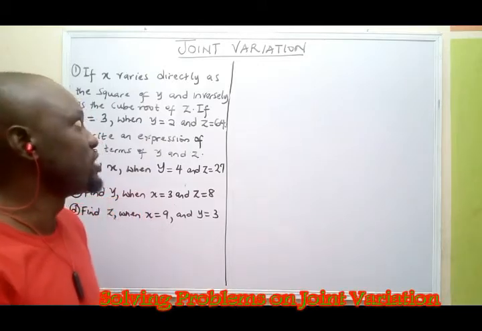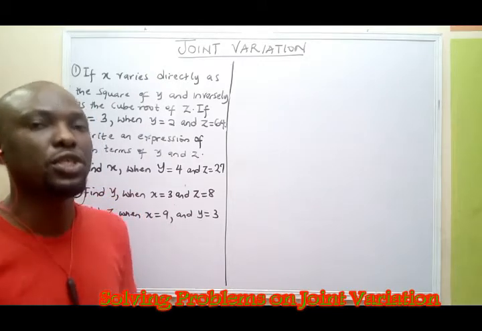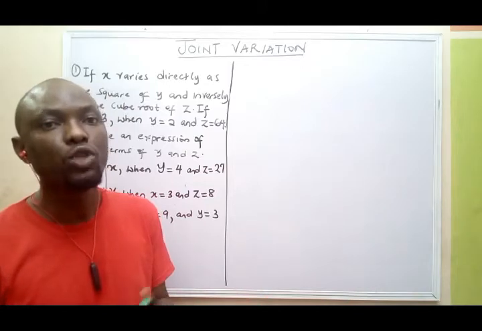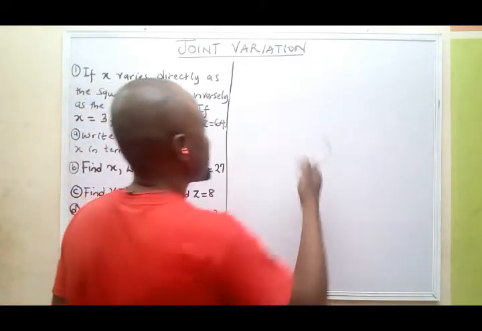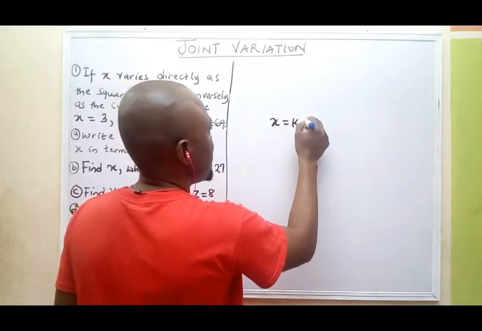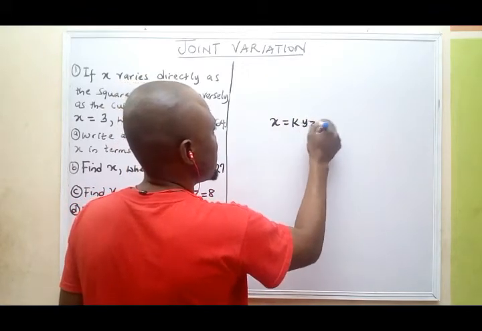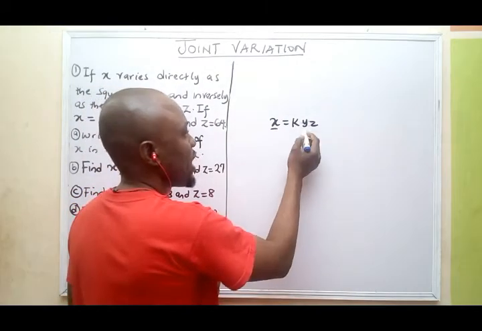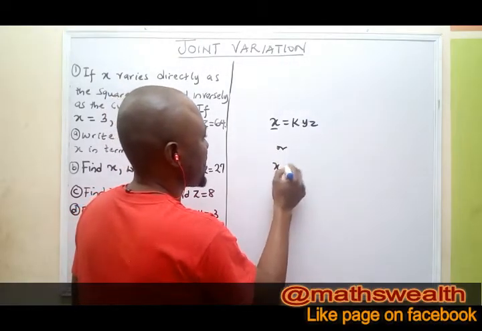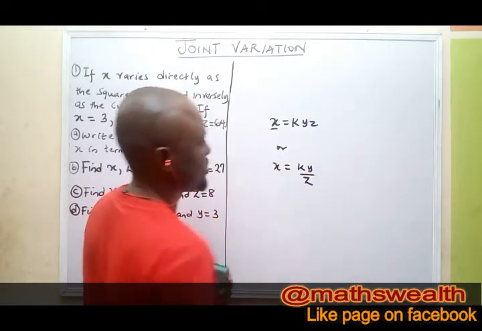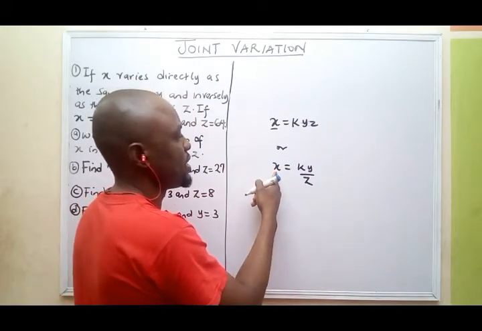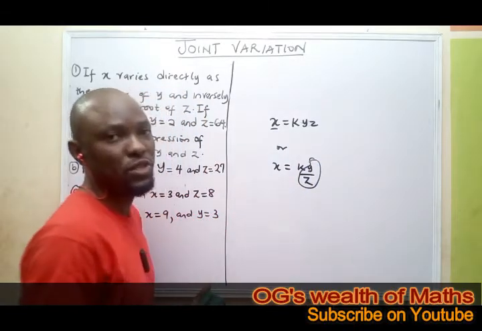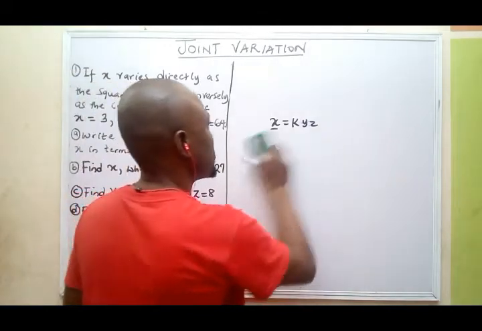Today we'll be looking at joint variation. In joint variation, one of the variables is dependent on the product or quotient of two or more variables. For instance, if I have x equals kyz, you can see x is dependent on the product of y and z, or it can be x equals ky over z. Now, x is dependent on the quotient of y and z. So when you have an expression like that, you know you have a joint variation.